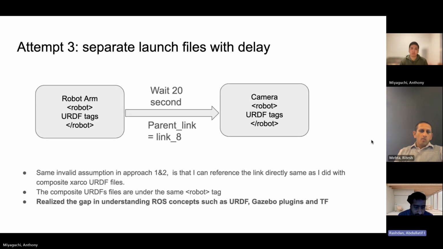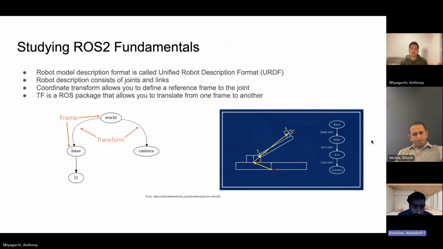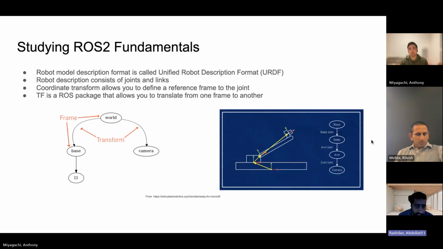The second attempt was to launch the first and then wait 20 seconds and then launch the second one. But again, that also didn't work because of the initial assumption that they need to be in the same composite model and not separated. Okay. So after that, I realized that I have a gap in understanding ROS2 fundamentals. So I took a few tutorials around ROS and I learned some of the fundamentals. So yeah, we can stay on the same slide.